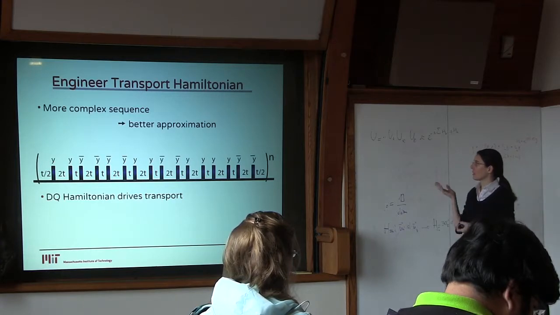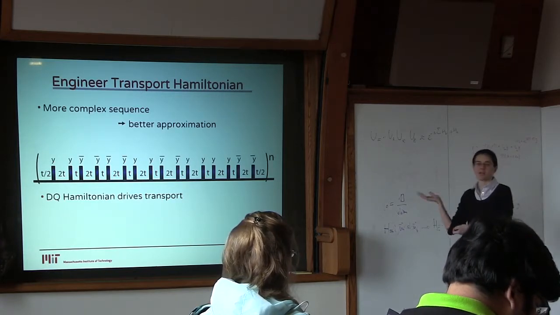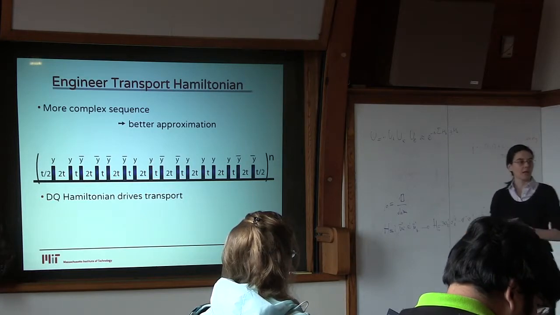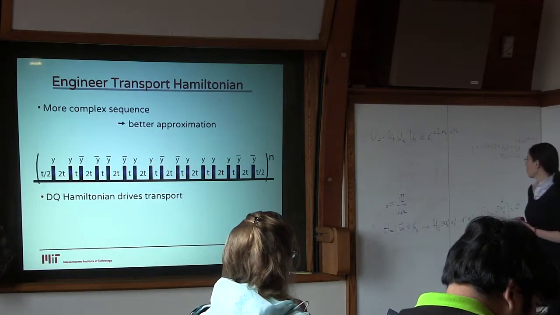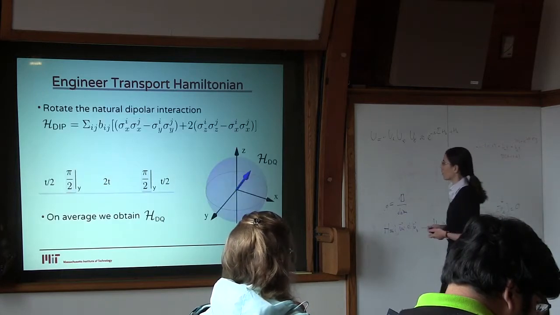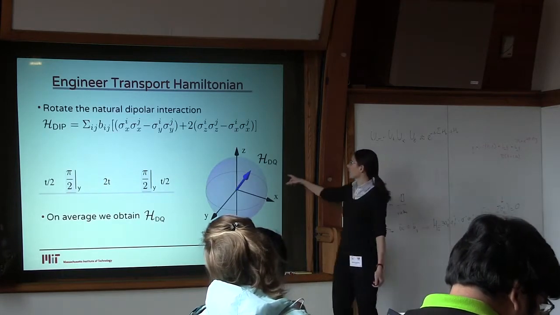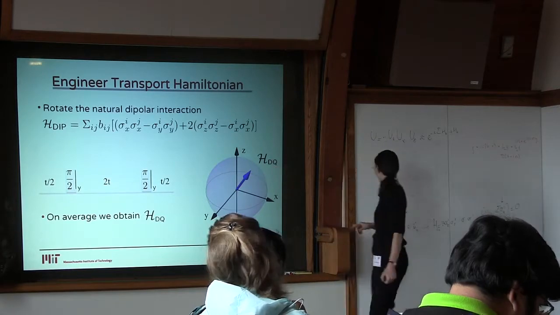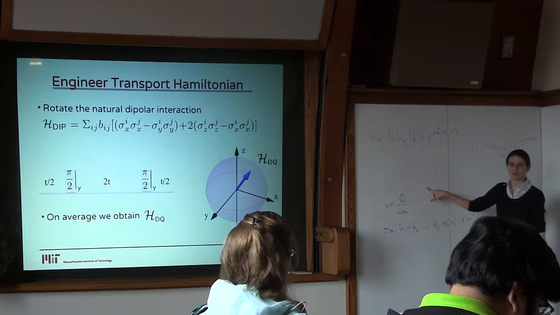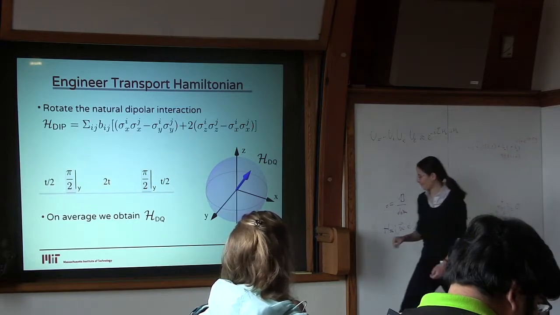But what you can do is then engineer this transport Hamiltonian, or more generally any other Hamiltonian that you might want. Of course, there are limitations in what you can do, and this is one of the reasons why I'm trying to generate this double quantum Hamiltonian and not this flip-flop Hamiltonian here, which I just erased.